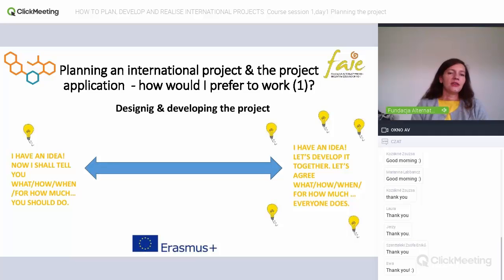It may seem that the first approach, I shall tell you how and what to do, is more simple. The other approach involves more cooperation. It will be your choice how you would like to work. From my experience, how I like to work, I'm closer to this end of the continuum.